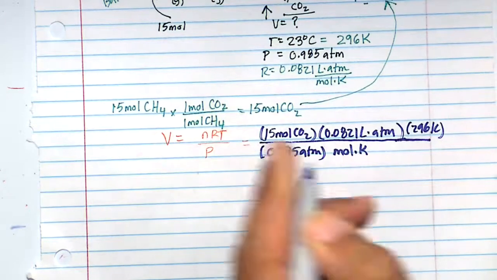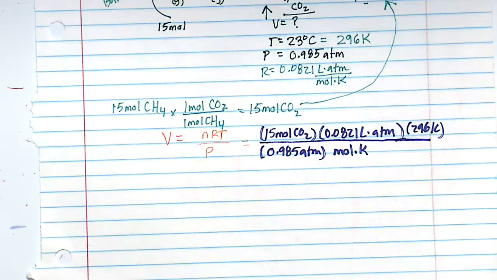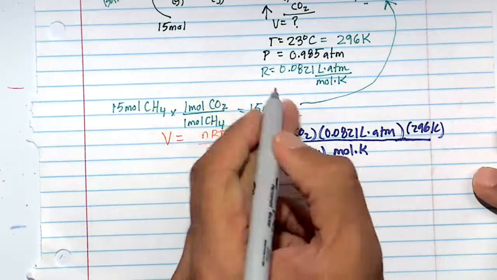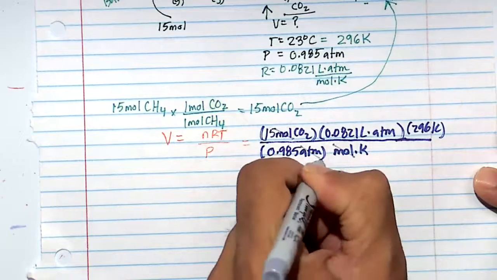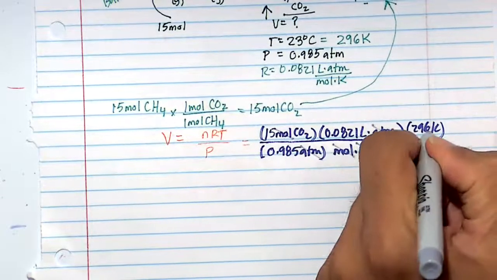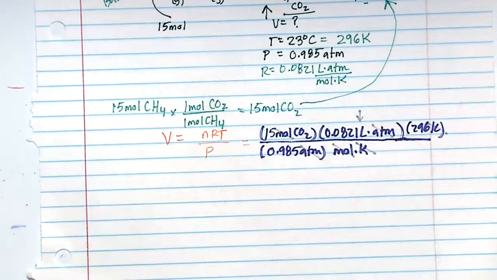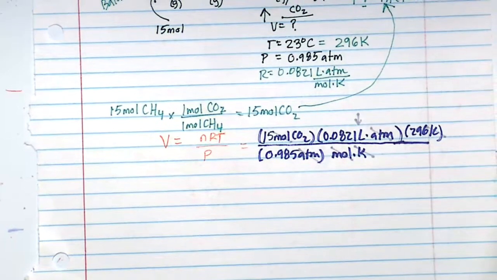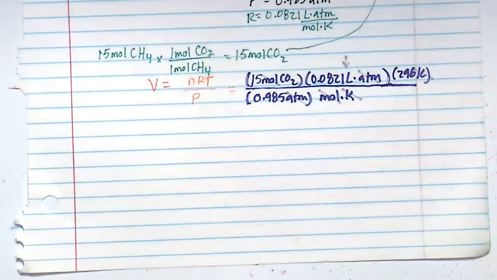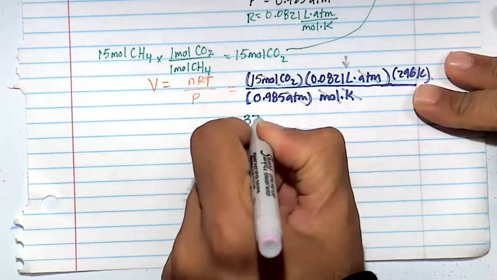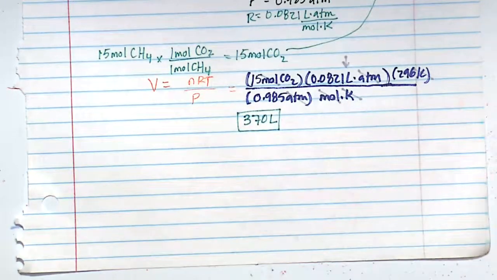I did not bring my calculator, I guess, so make sure you know how to do this on the calculator. One final thing, units. Moles cancel, atmosphere cancel, Kelvin cancel, and I'm left with liters volume. Like I said, unfortunately I didn't bring my calculator. Anybody have an answer? Josh, you got an answer? 370 liters? Okay, sounds about right.